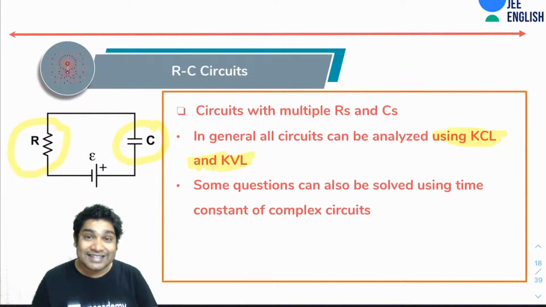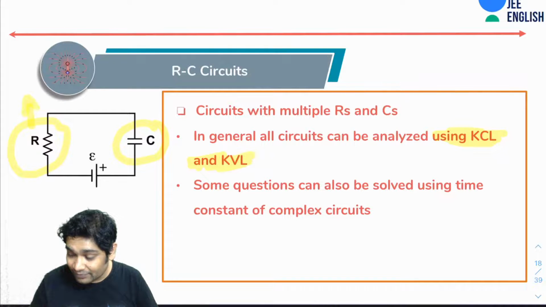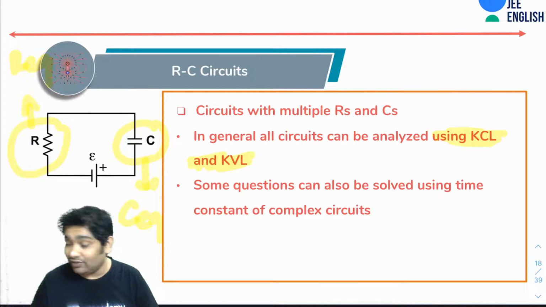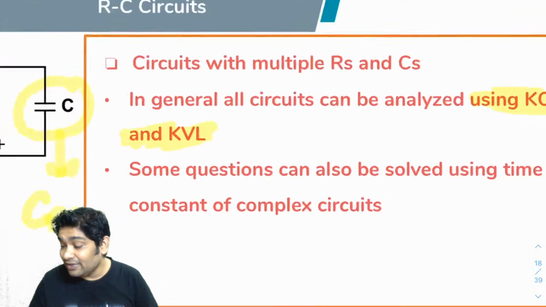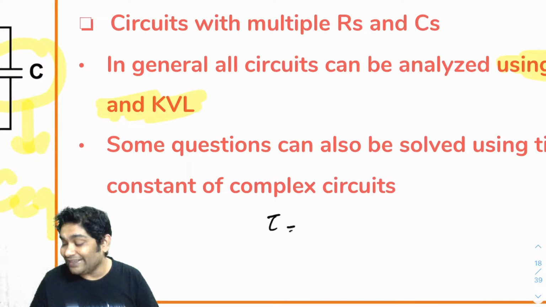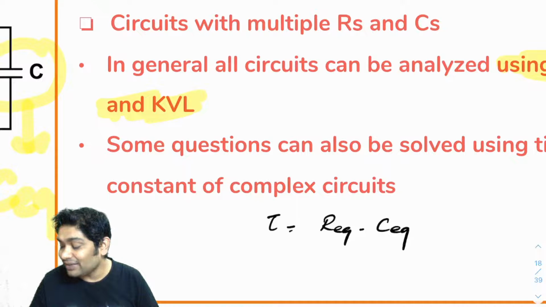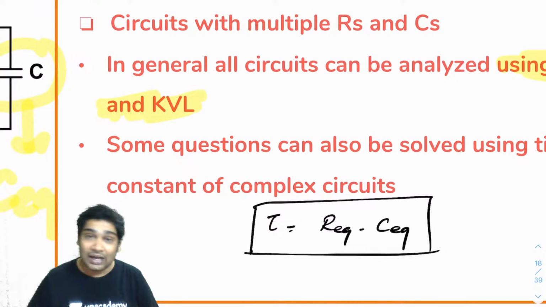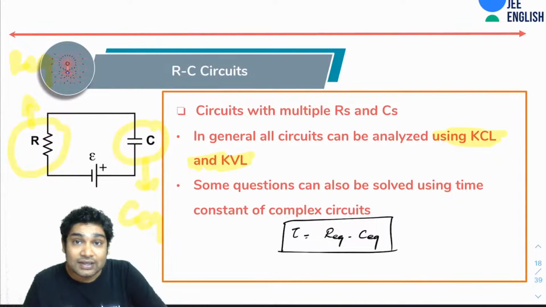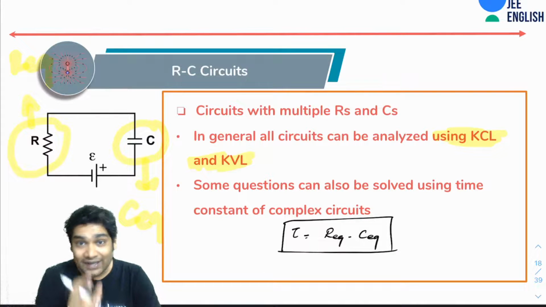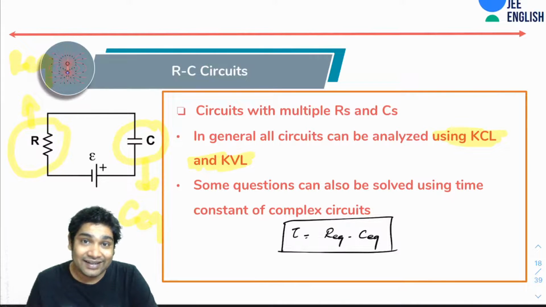So how do you do that? If you have various resistances, find the R equivalent, and if you have various capacitors, you find C equivalent. And once you have found the R equivalent and C equivalent, you will realize that the time constant for any circuit would be R equivalent times C equivalent. That is the idea that you can use to analyze these circuits having multiple resistors and multiple capacitors. You convert them into a circuit having one single capacitor or one single resistor.